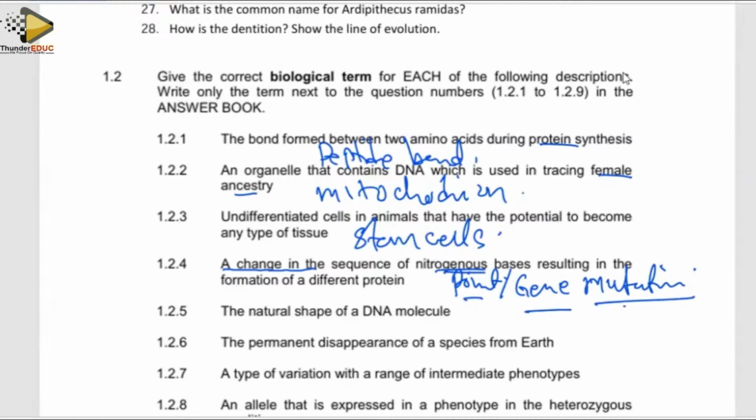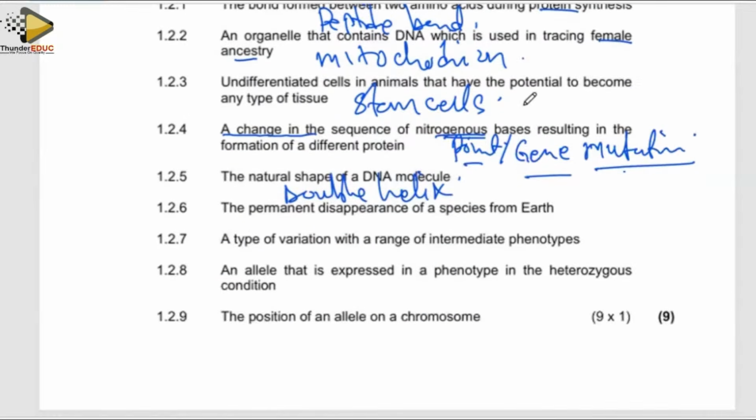So, the natural shape of DNA. Always they ask you what is the natural shape of DNA. No any other shape. We call it double helix. The permanent disappearance of a species from the earth. How do you call it? We call it extinction.